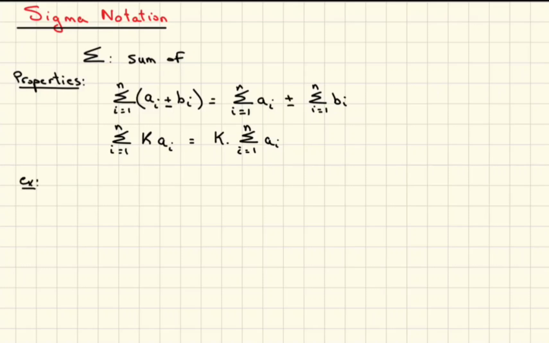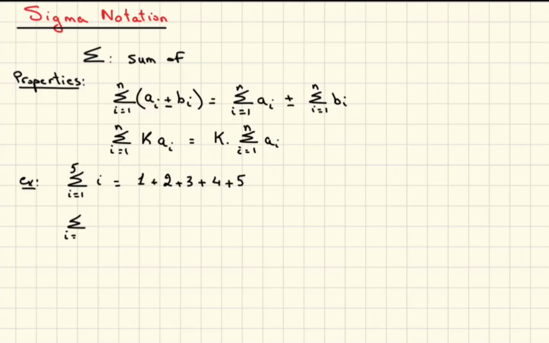For example, I have sigma from i equals 1 till 5 of i. What is the meaning of this? It means I'm adding 1 plus, then I substitute after 1. So we start with i equals 1, and then I keep going 1 by 1 till I reach the number on top, which is the 5. So 1 plus 2 plus 3 plus 4 plus 5. And we can calculate this and get the final answer.